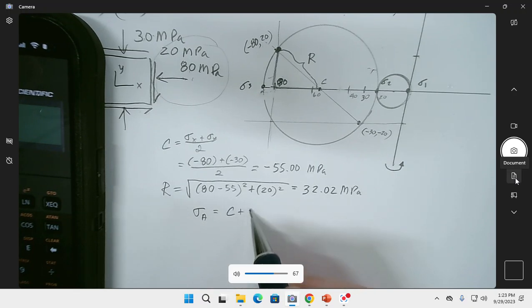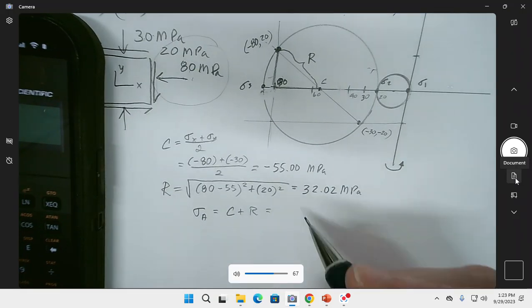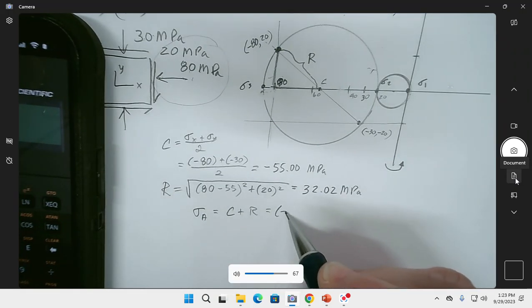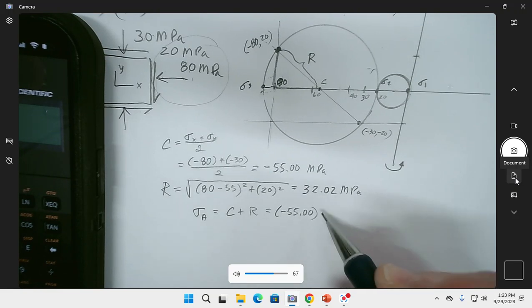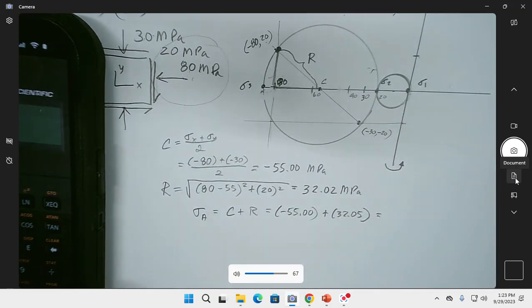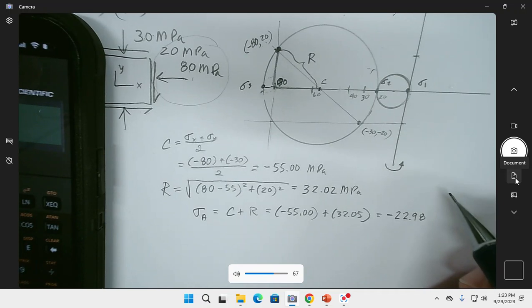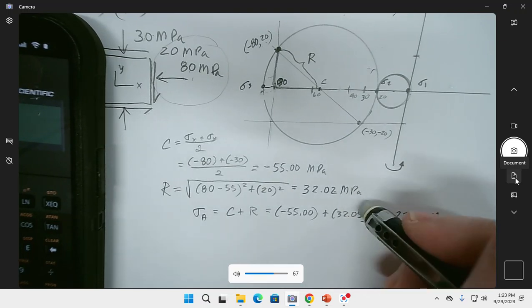Sigma A is C plus R. Why did I call that 6? C plus R. So C is negative 55 plus 32.02. All right, so that's going to be negative 22.98. That's weird. I think it's right though.